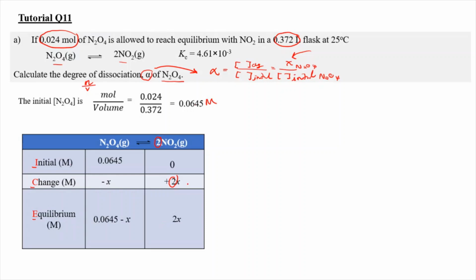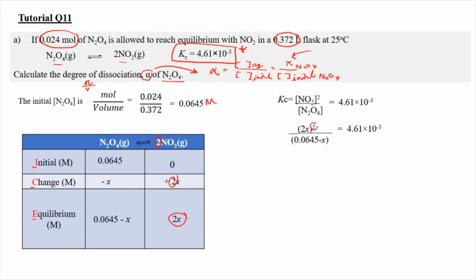So from here, we can write our Kc expression, and then we need to compare that with the Kc value that is given. So our Kc is equal to the concentration of the product, which is NO2 to the power of the stoichiometry 2, divided by the reactant, which is N2O4. And our Kc here is 4.61 times 10 to the power of negative 3. So we can plug in the value of NO2, which is 2x, and then we have the square, so don't forget that, divided by the expression of the reactant at equilibrium, which is 0.0645 minus x.